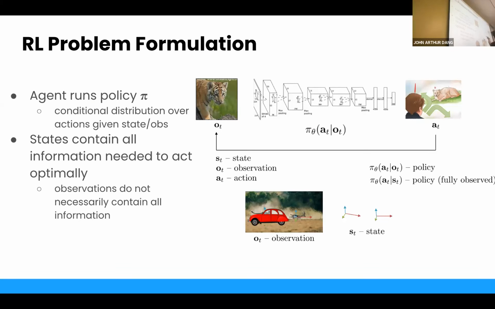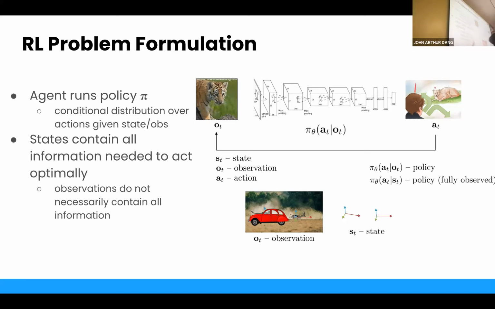This is probability. So if you've taken Math 178 or Stat 100A, this is saying that when you see observation o at time step t, what is the distribution over actions you're going to take if you're following that policy pi? And this is parameterized by parameters theta. So you can represent your policy as some neural network, and the neural network weights and biases are your theta.